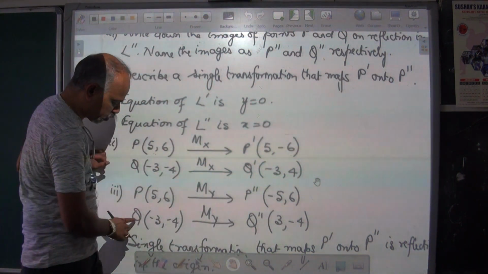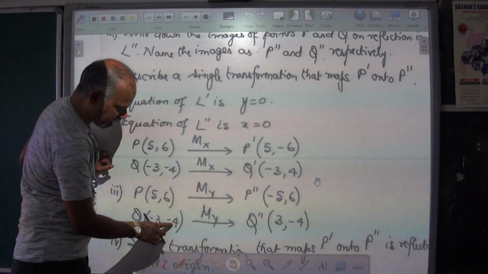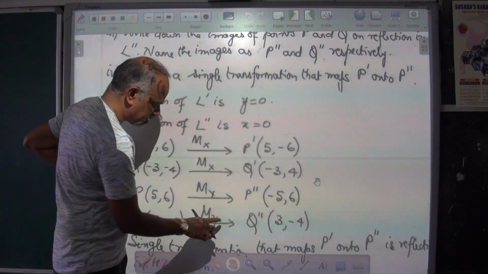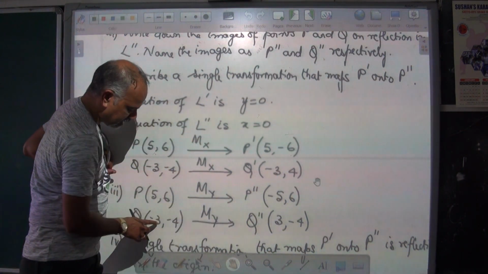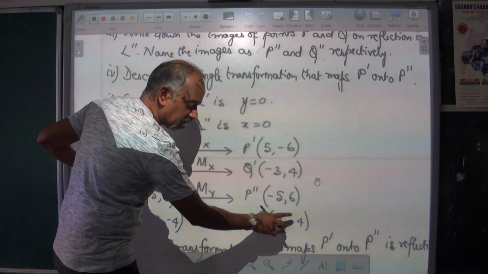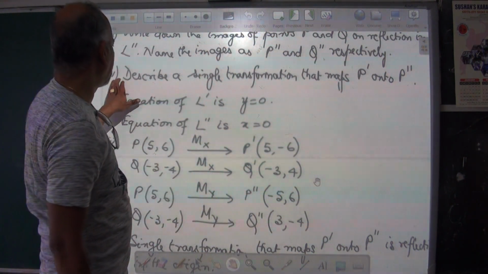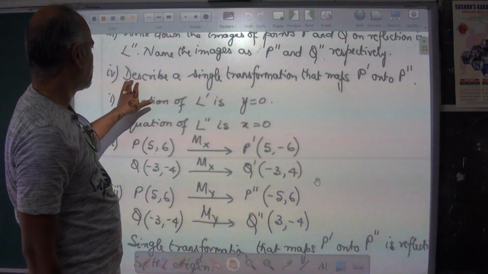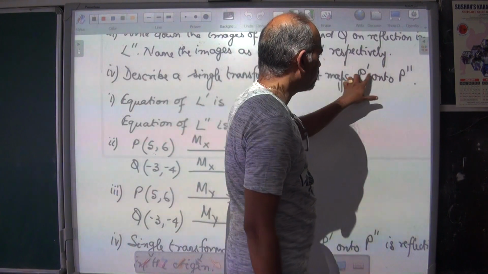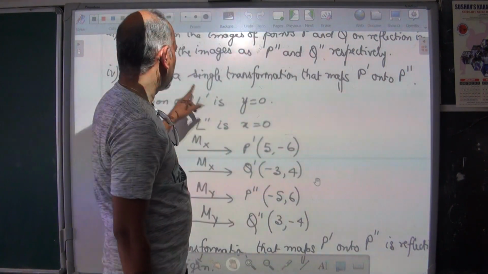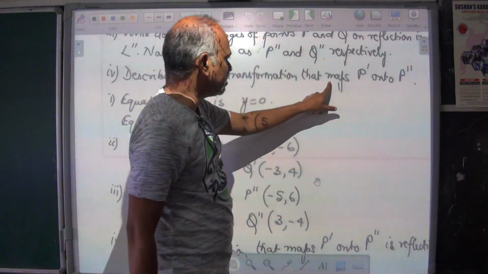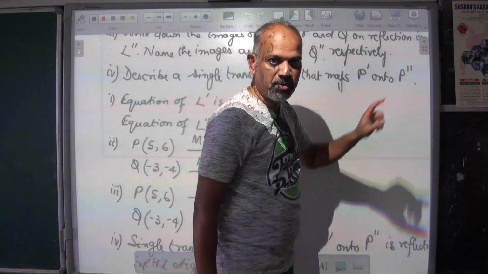Similarly for Q. Q's coordinates are -3, -4. It is reflected in the y-axis, so Q becomes Q double dash. Because it's reflected in the y-axis, the x coordinate sign will change. -3 becomes 3, -4 remains the same. And there is a last question, question number 4. Describe a single transformation that maps P dash onto P double dash. A single transformation means a single reflection that changes P dash onto P double dash.